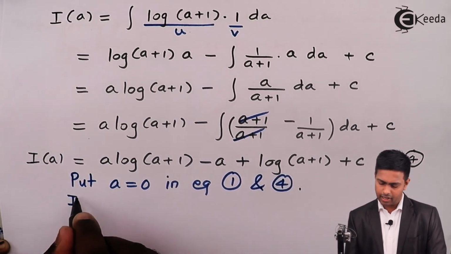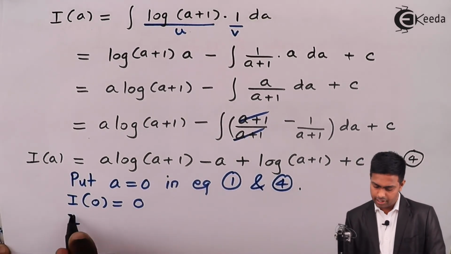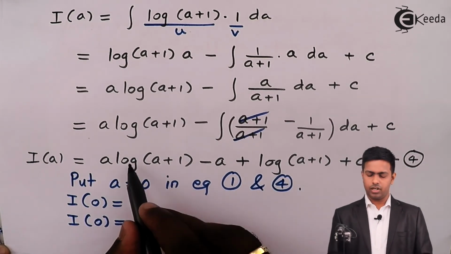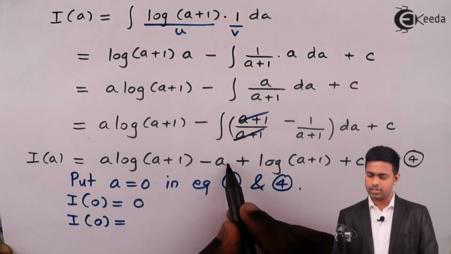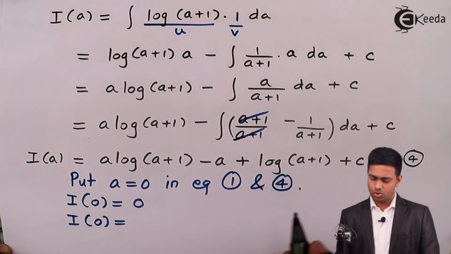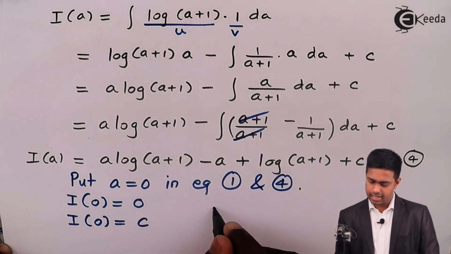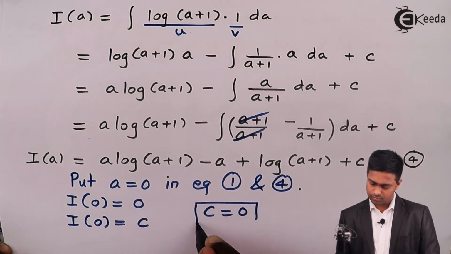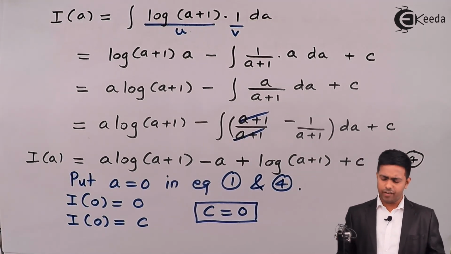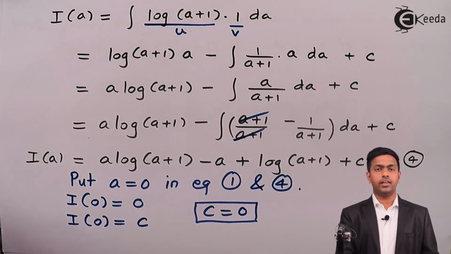So from 1 we will get I of 0 equals 0, and from 4 we will get I of 0 equals, see here a is 0, so this term is 0, this term is 0, this is 0, so log 1, and log 1 is also 0, so we will just get c. And since I of 0 is 0, we get c as 0. So here we got the value of c as 0. Now we'll put this value of c in equation number 4 to get the final value of the integral.